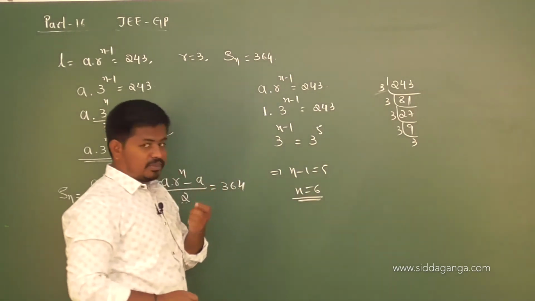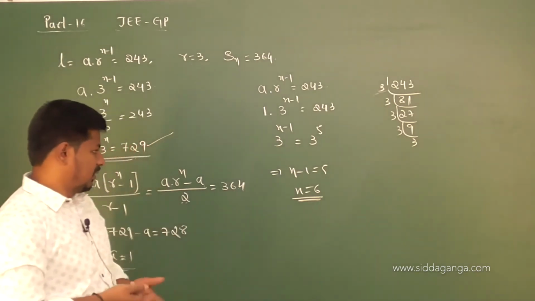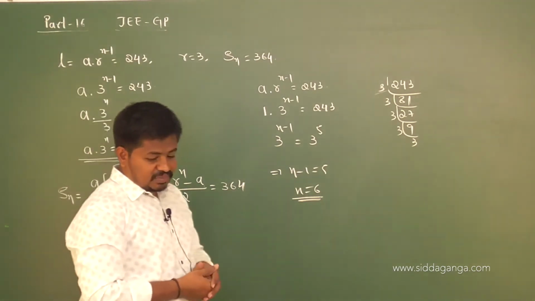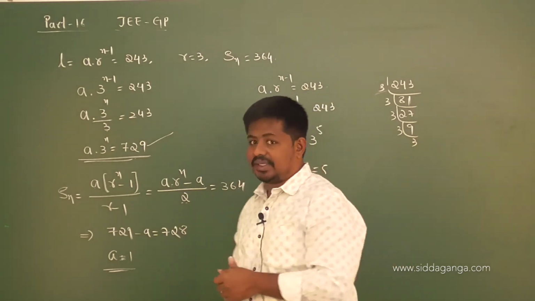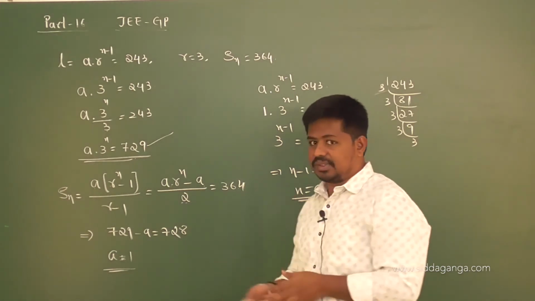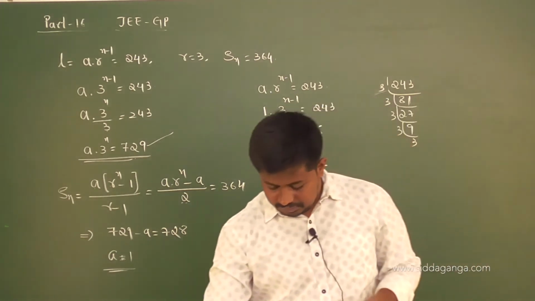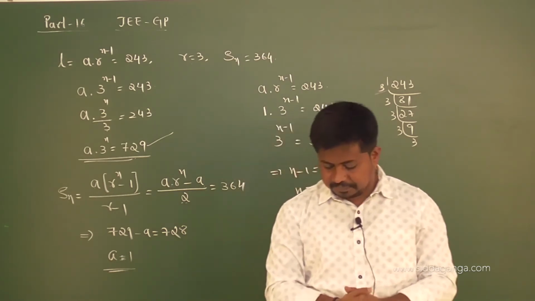Right? So the number of terms is equal to 6. I mean, the first 6 terms of the given series, where the last term is 243, give the sum 364. So option first is the correct one.